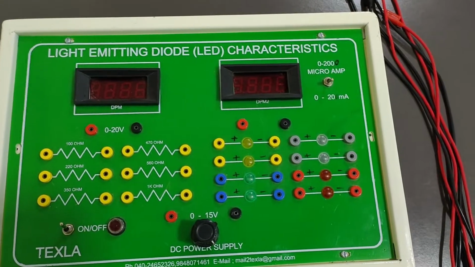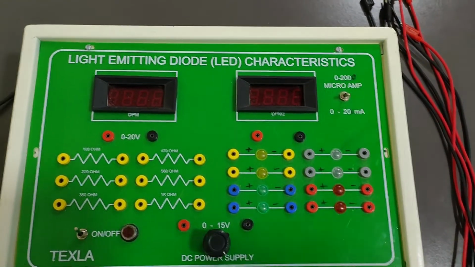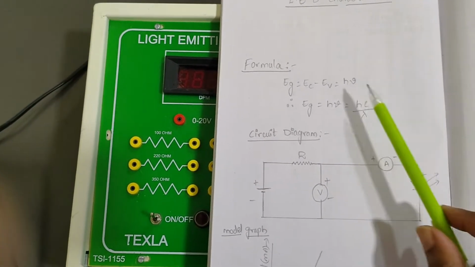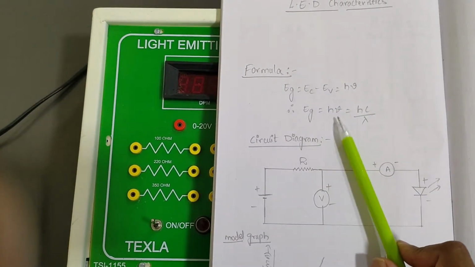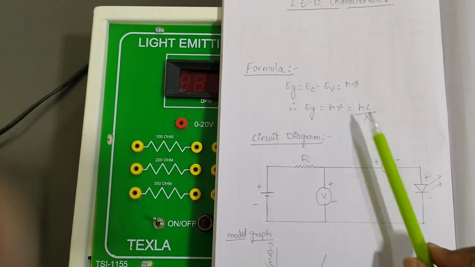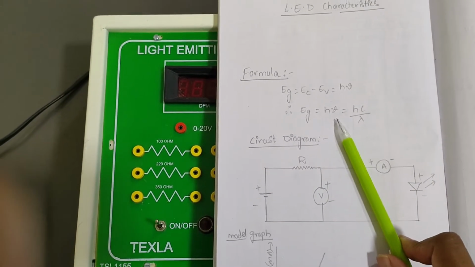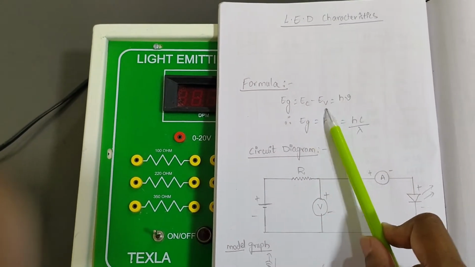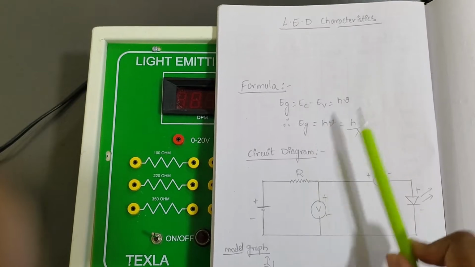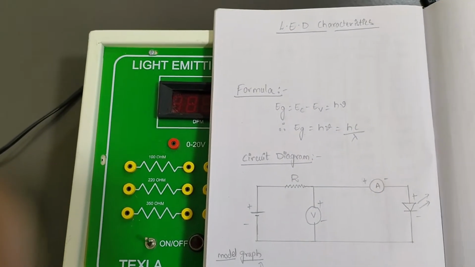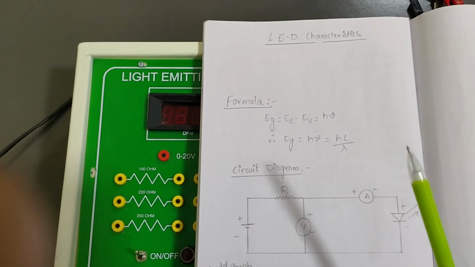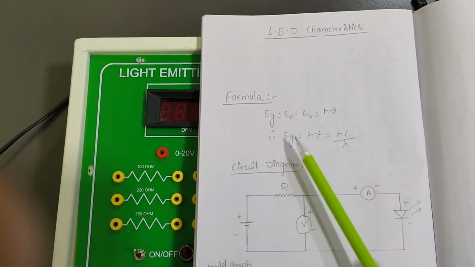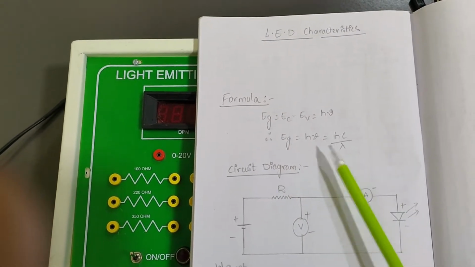The formula behind this is Eg, which equals Ec minus Ev, which equals h nu, where Eg equals h nu, or hc by lambda. That is what you can write as such, where nu is the frequency, lambda is the wavelength, Ec is the energy of the conduction band, and Ev is the energy of the valence band. So these are the terms involved. It's not actually required, but just to have knowledge, we are trying to know about this. Eg is simply h nu, or Eg is equal to hc by lambda.